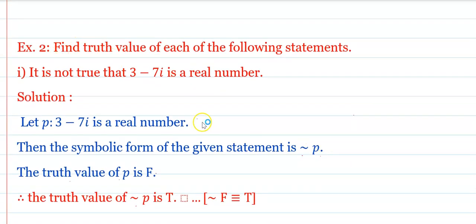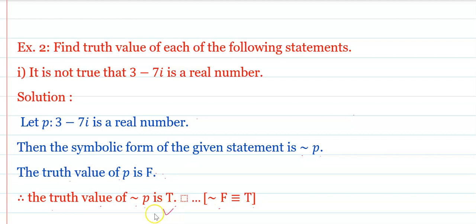Next question. Find the truth value of each of the following statements. It is not true that 3 minus 7i is a real number. Now the first consideration P: 3 minus 7i is a real number. Then the symbolic form of the given statement: it is not, therefore, negation of P. But what is the truth value of this 3 minus 7i? It's false. The truth value of P is F. Therefore, the truth value of negation of P is T. Means what? Negation of F is T. And hence, it is true.